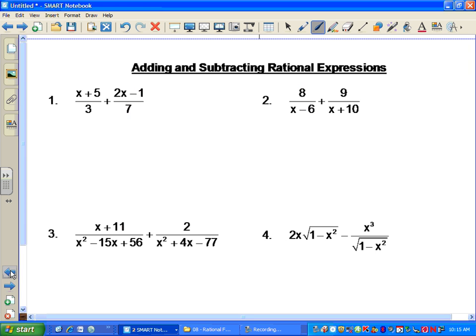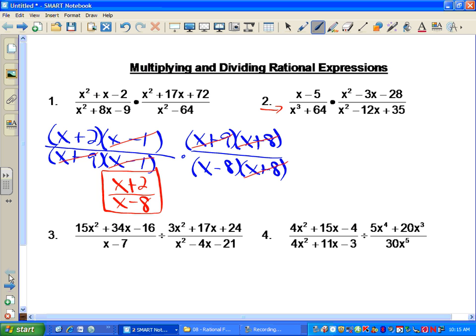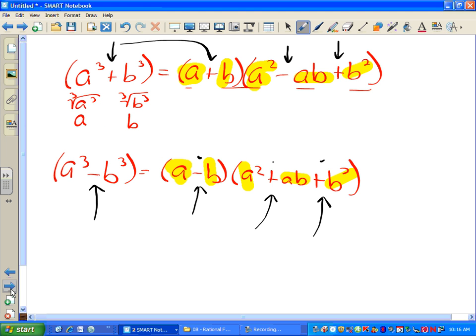So if we flip back, we're going to need to factor x cubed plus 64. Let's go back to our formulas.